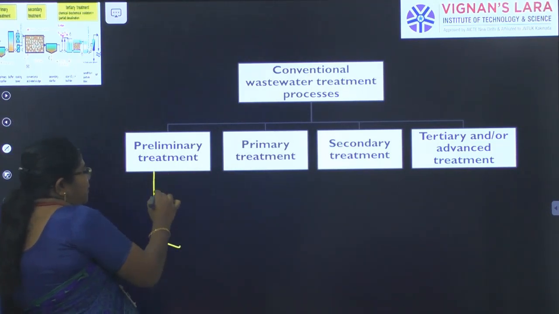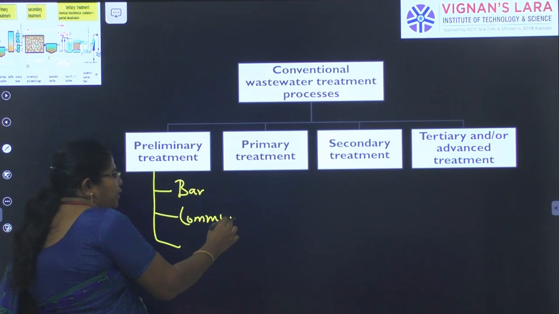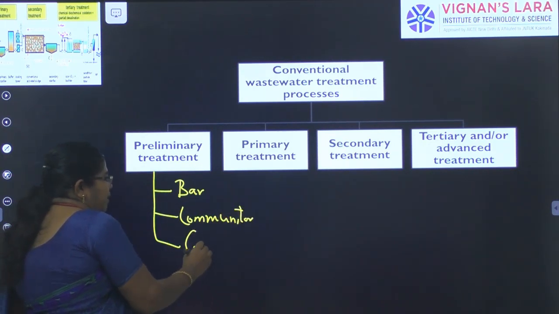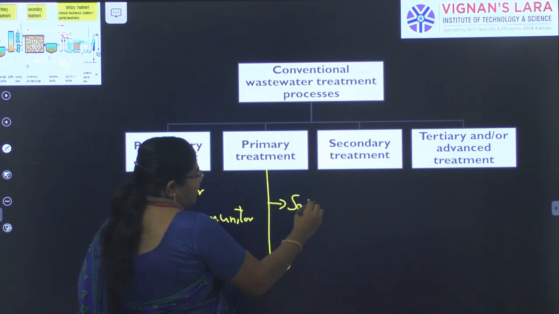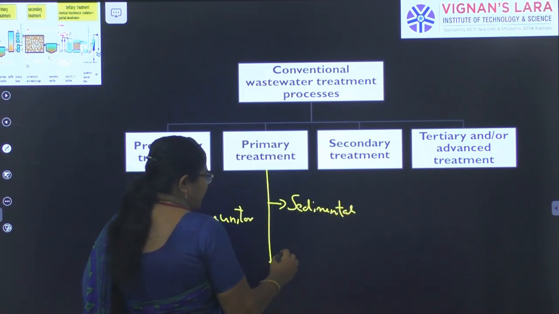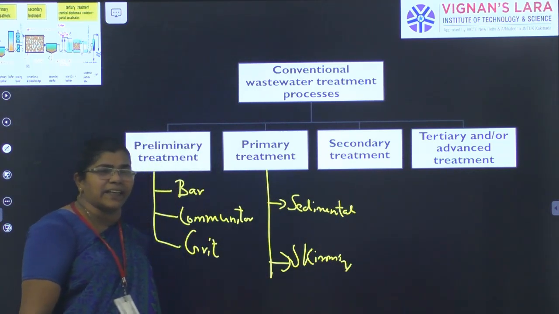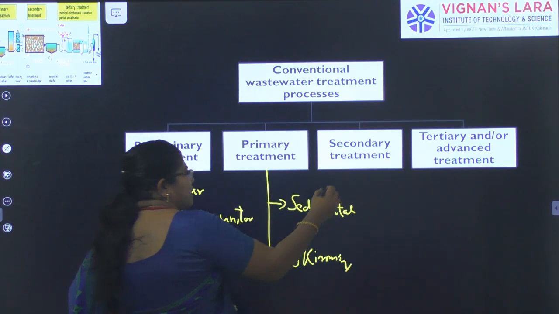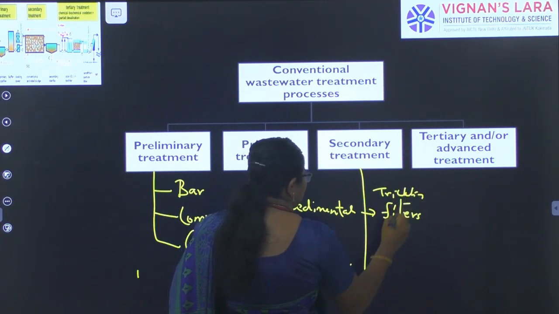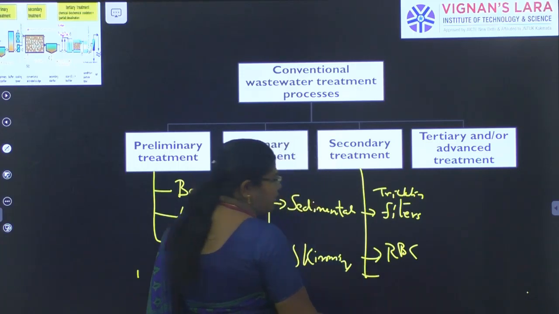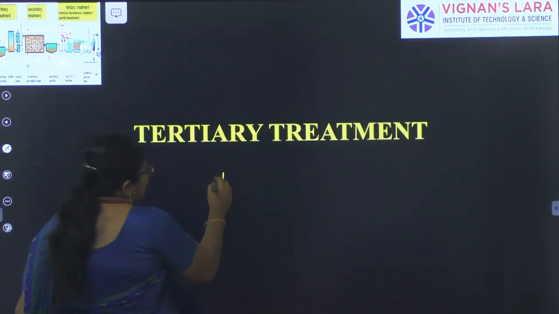So we saw in the preliminary treatment three methods: one is bar screen, comminutors, and grit chambers. In the primary treatment, we saw two things: one is sedimentation, and the next one is the skimming process. In the secondary treatment, we saw trickling filters and RBCs. Right? We saw this. And now we are going in for the tertiary method, or we call it the advanced treatment method.